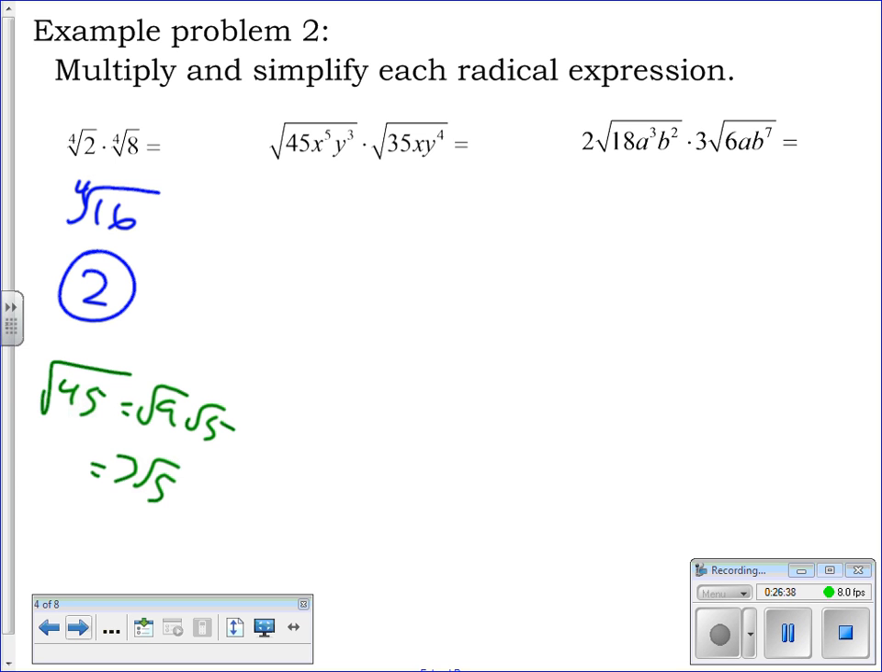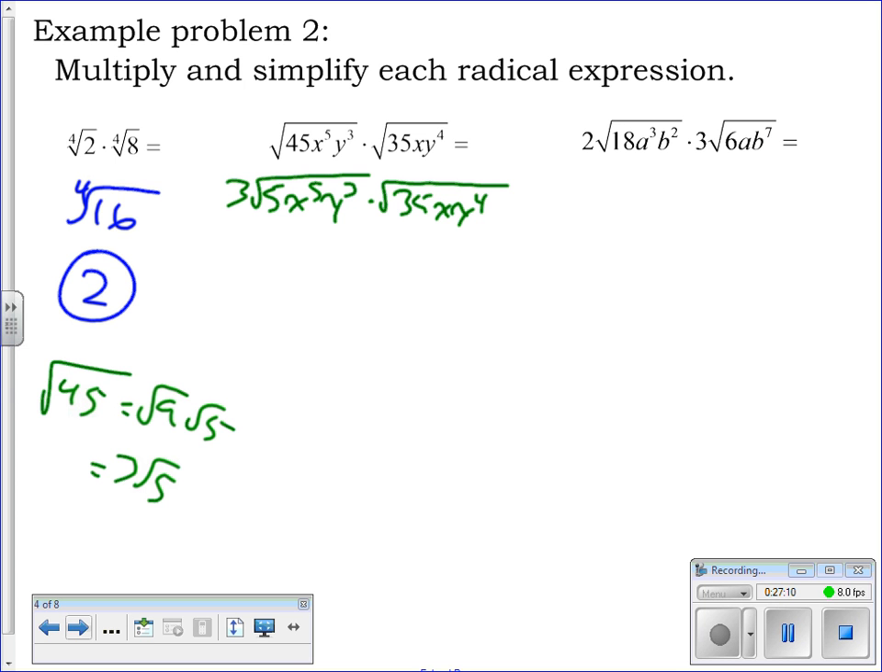But keep in the back of your head that 5 is one of the numbers in 35. I'm not going to mess with the rest of it. I'm going to leave the rest of it alone. I'm just rewriting the first one. So I have 3 square root of 5x to the 5th y cubed times the square root of 35 x to the 1st y to the 4th.